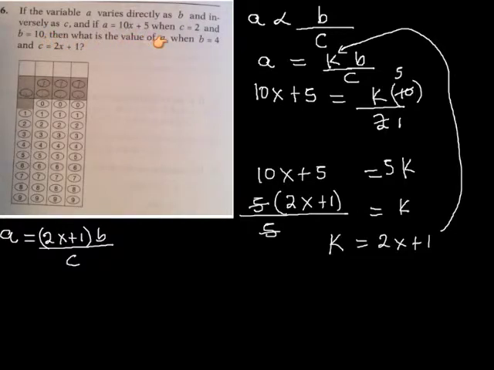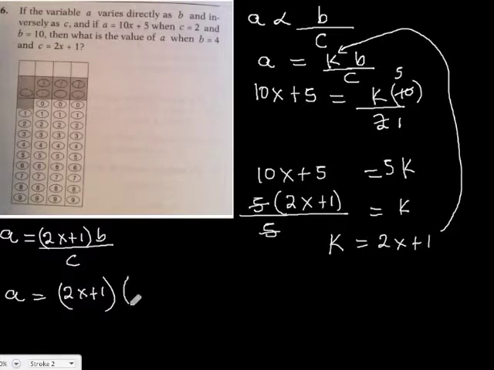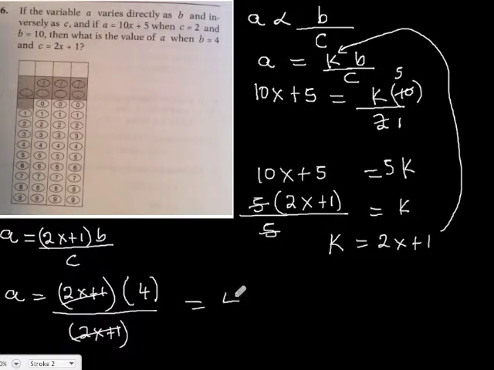What is the value of a when b is 4 and c is 2x plus 1? So a is equal to, remember, 2x plus 1 is a constant, so you keep it there. B gets replaced with 4, and C gets replaced with 2x plus 1. And your answer should be 4. Remember to use your pencil, not a white chalk.